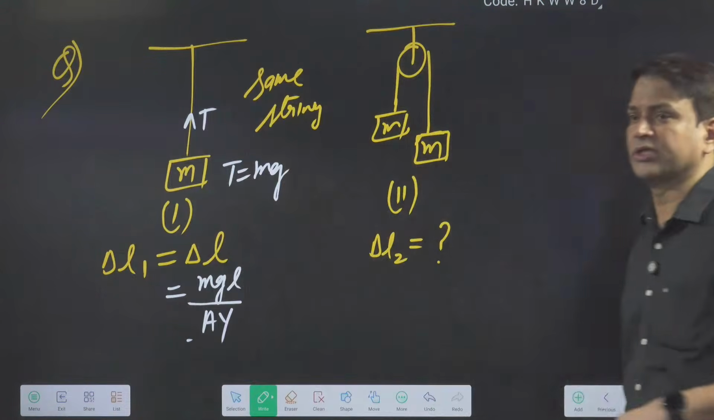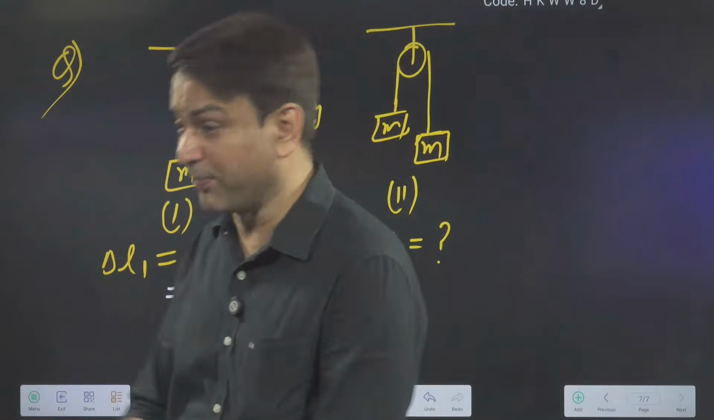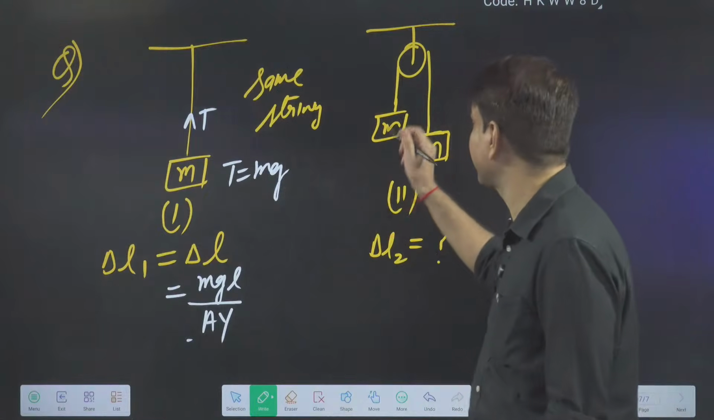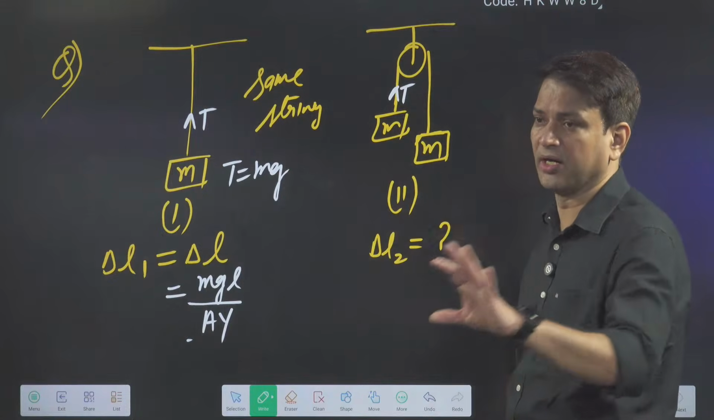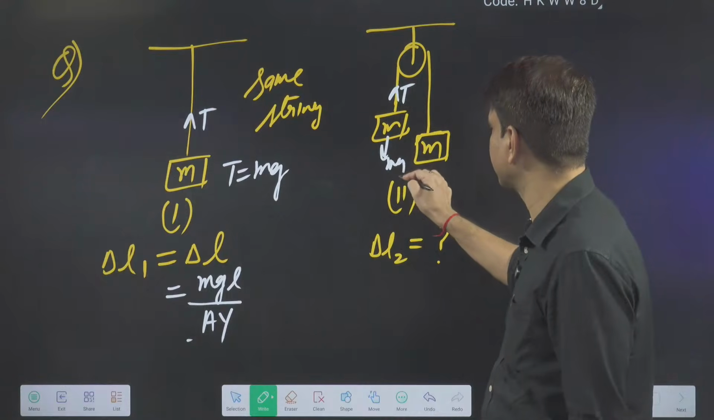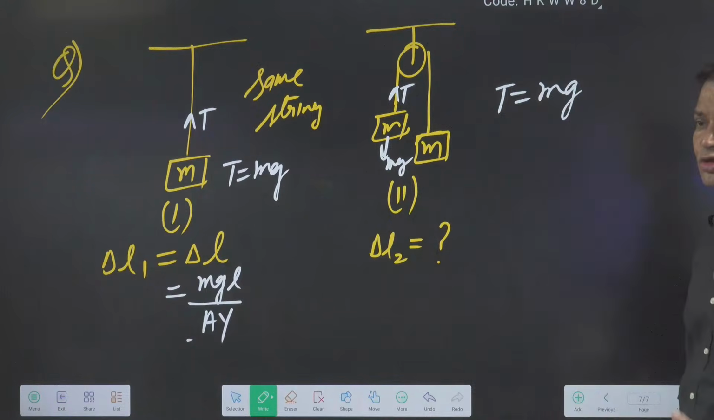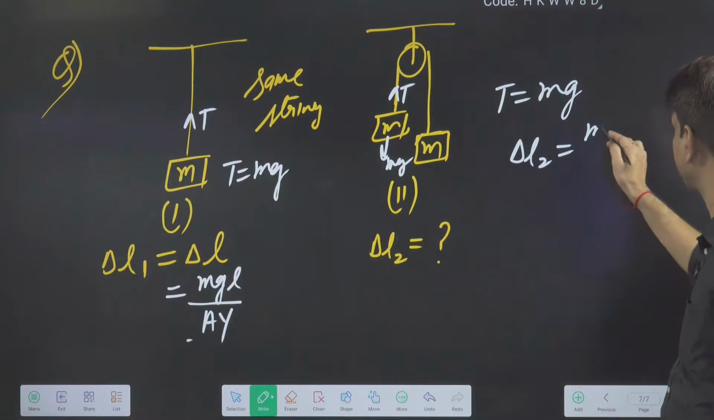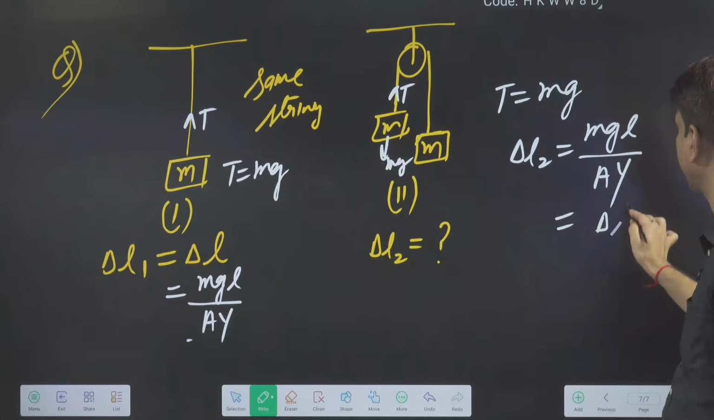Okay. Now come to the second case. If I am asking what is the tension in the string, somebody is saying 2 delta L because they are taking the tension double. Ultimately, tension is acting upward, and both sides equal masses means the system will not move. No acceleration is there. Then I can say T is equal to mg. So here also T is equal to mg. Now same wire I am taking, so natural length, area, everything will be same. So delta L2, what can I say? mgL upon A into Y, that will be equal to delta L.